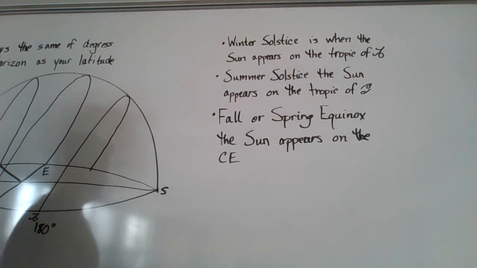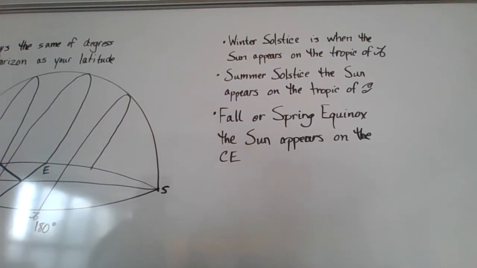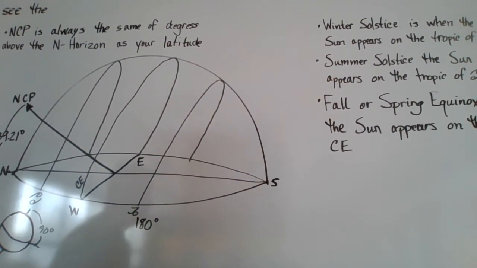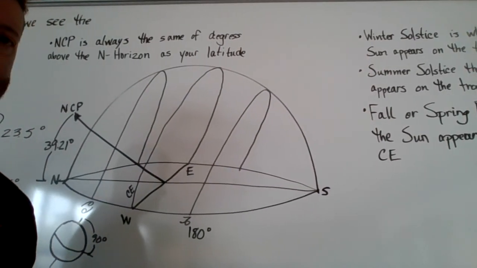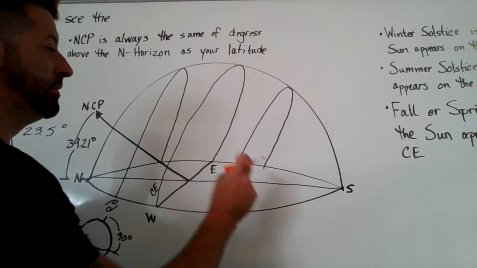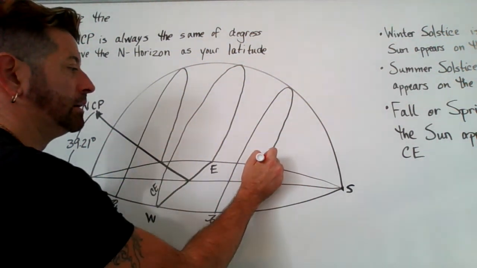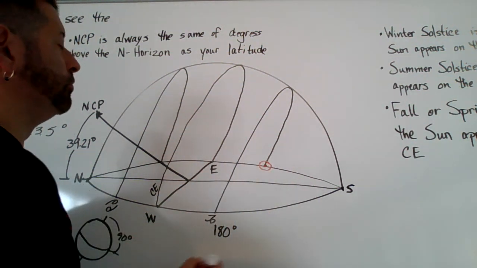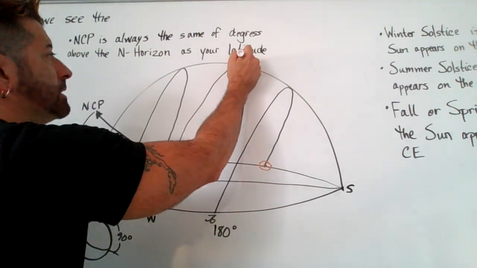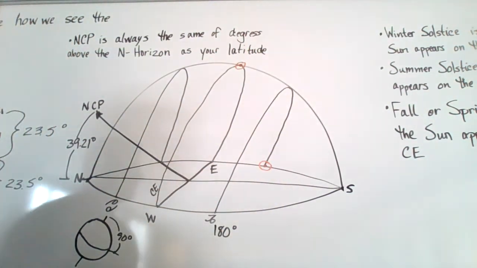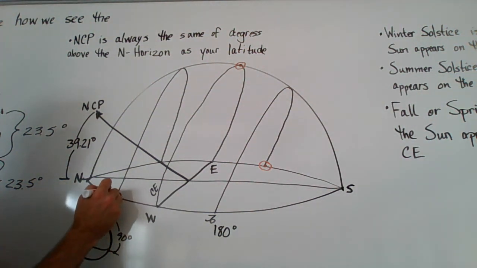If we go back then and look at our diagram that we just drew, if we were going to draw the sun at sunrise on winter solstice, it'd be right here on the eastern horizon. If we're going to draw noon on fall or spring equinox, it would be here because noon is defined as when the sun crosses the meridian. And if it was sunset on summer solstice, the sun would be located here.